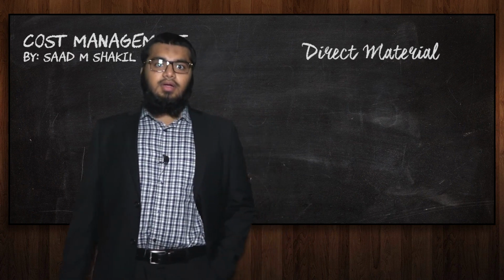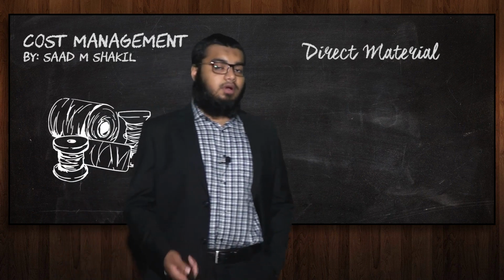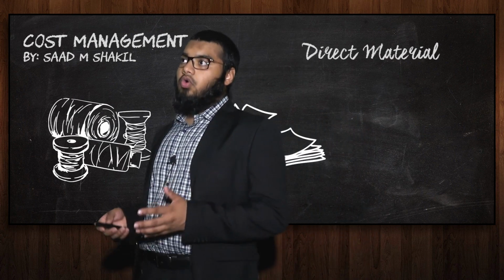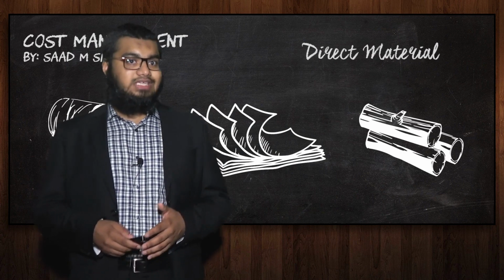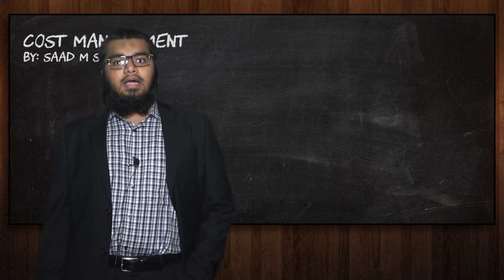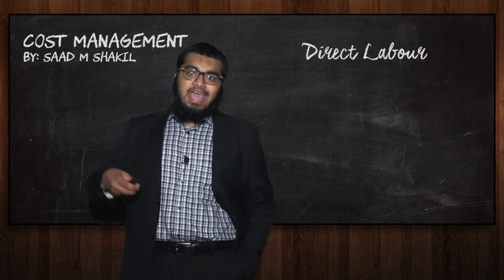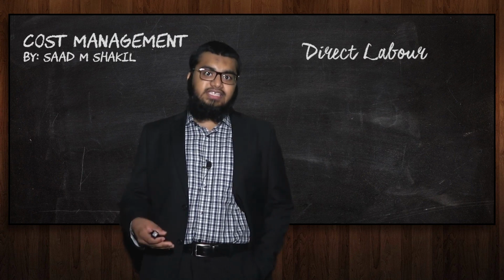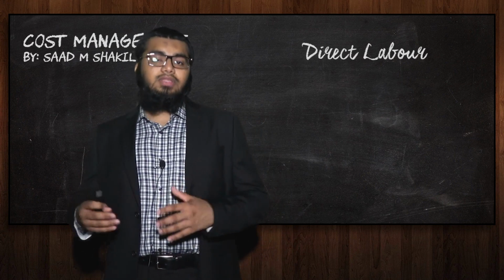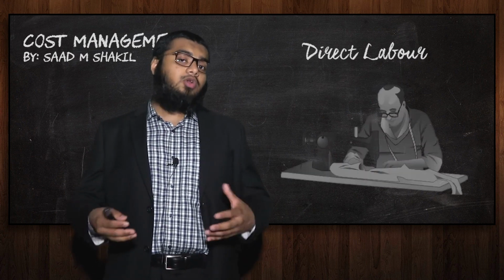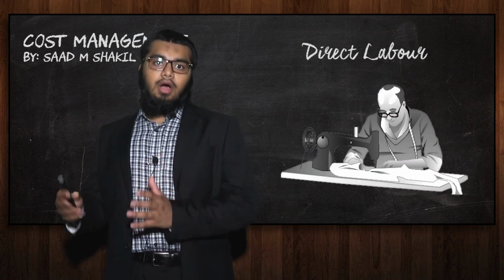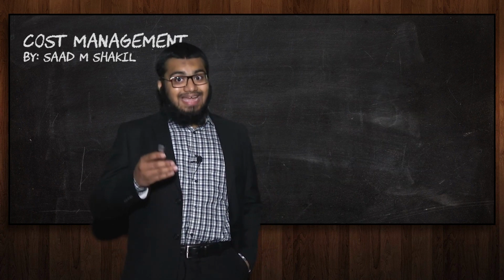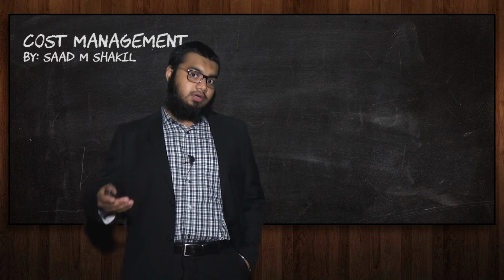For example, the threads in the production of clothes, the paper in the production of books, or the wood in the production of shelves, and so on. Next we have direct labor, which is the effort of the people directly involved in the production process, such as the expenses paid to the tailor in the production of clothes. These are the expenses which are directly related to the production of the goods.